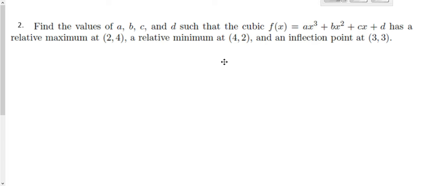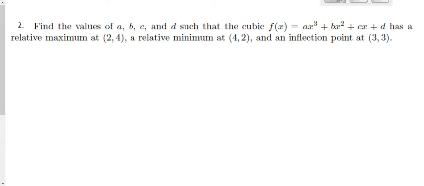Okay, let's look at the second FRQ. This says find the values of A, B, C, and D such that this function has a relative maximum at (2, 4), a relative minimum at (4, 2), and a point of inflection at (3, 3). So let's list out what all of this means.